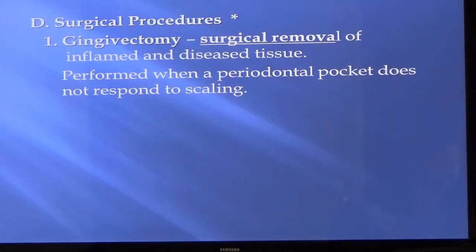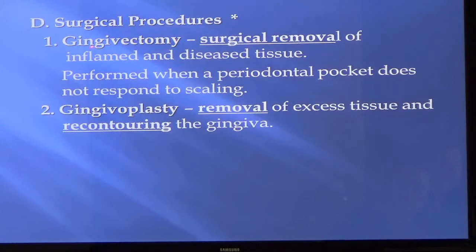If you have a periodontal pocket that does not respond to scaling, so you've cleaned it out, you've irrigated with medicine, and you still have a 7 or 8 millimeter pocket, you refer out to the gum specialist. They'll flap it open and maybe cut away some gum tissue to try to minimize that gingival pocket so the patient can keep it clean. So gingivectomy is a surgical removal. Gingivoplasty is removal of excess tissue, but the key is you recontour. Okay, gingivoplasty, you recontour the gingiva.